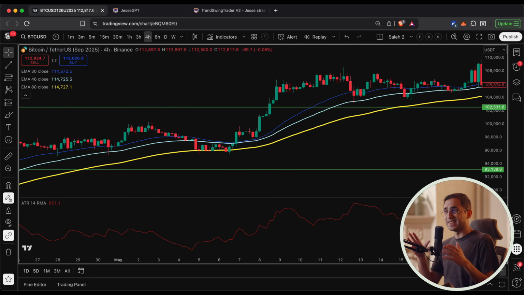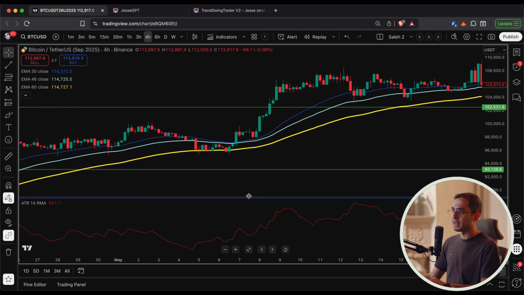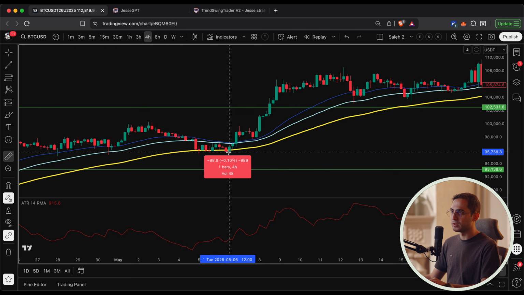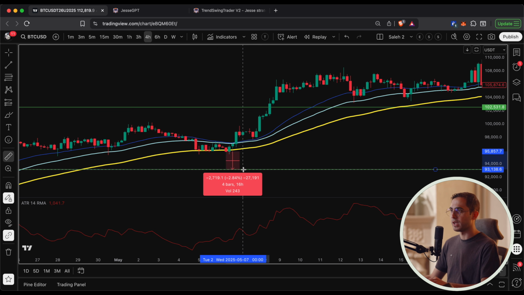Now, because this strategy is not taking that many trades, I want to actually risk a little bit more. So I'm okay with risking 5% for each trade. And that is 5% of my capital, right? So it doesn't matter how many percent it is from our entry to our stop loss. Okay, so what we care about is 5% of our capital.